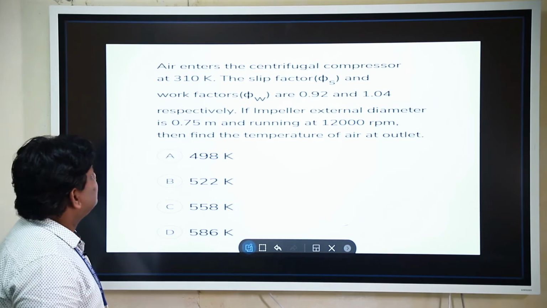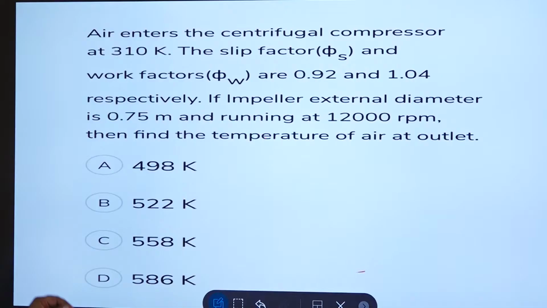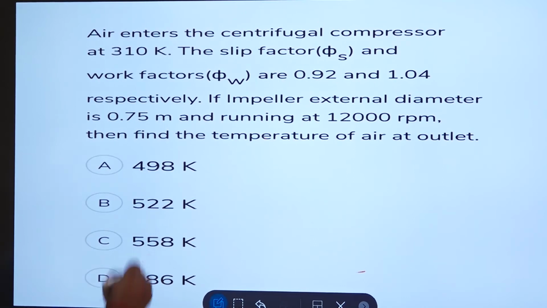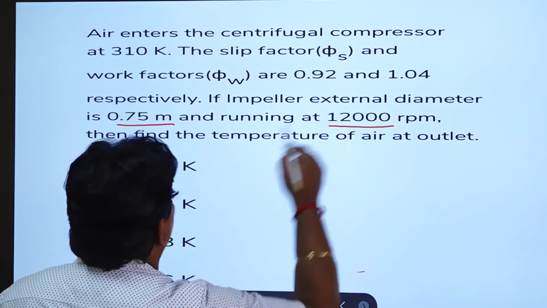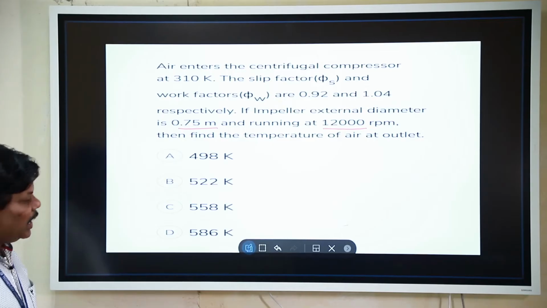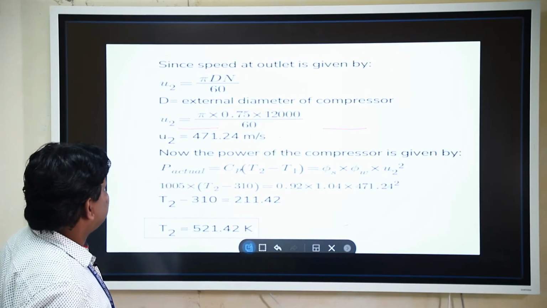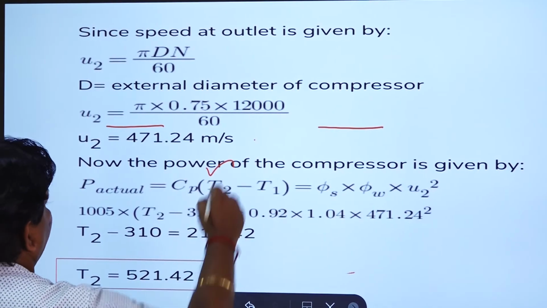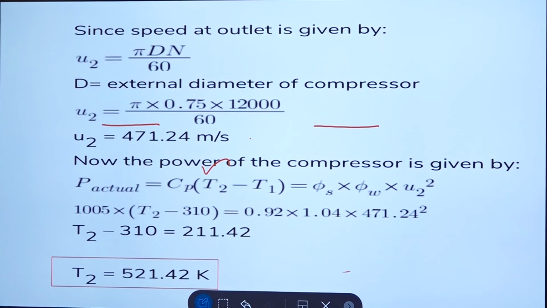that is 83%. Then air enters the centrifugal compressor at 310 Kelvin. The slip factor and the work factor are 0.92 and 1.04 respectively. The impeller external diameter is given to you, running at 12,000 RPM. Find the temperature of air at the outlet. So the temperature of air at the outlet, that is T2. T2 is the temperature of air at outlet.